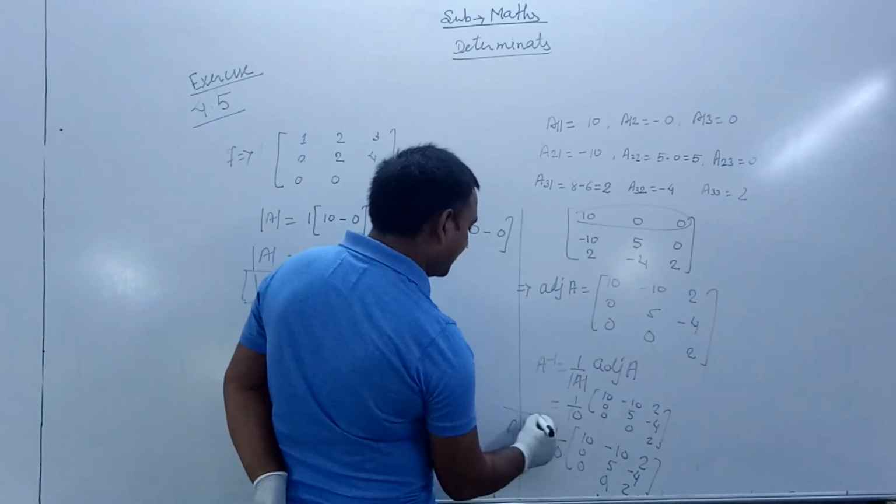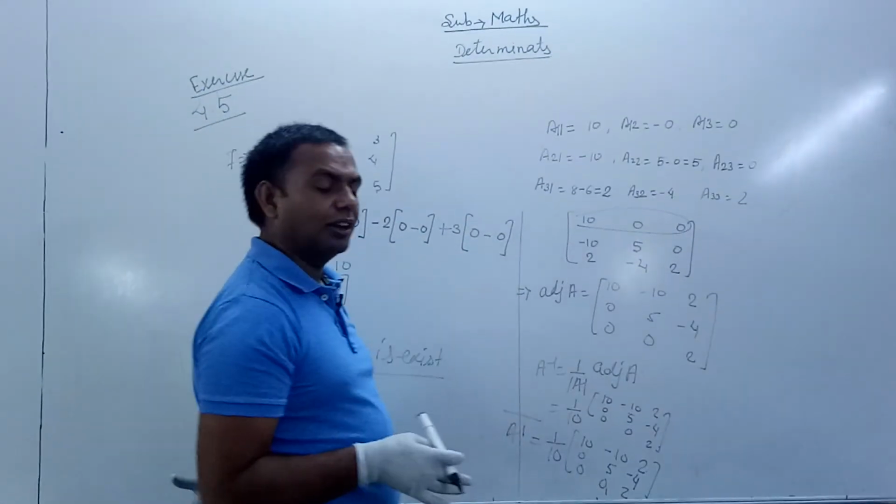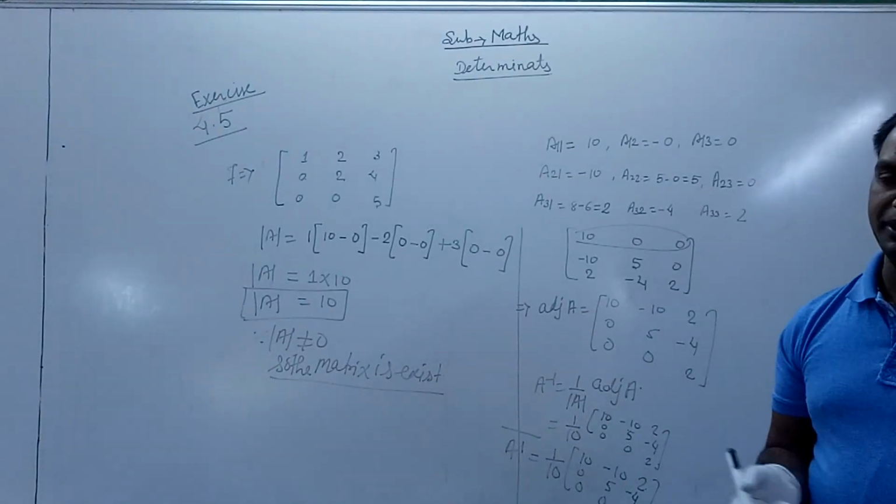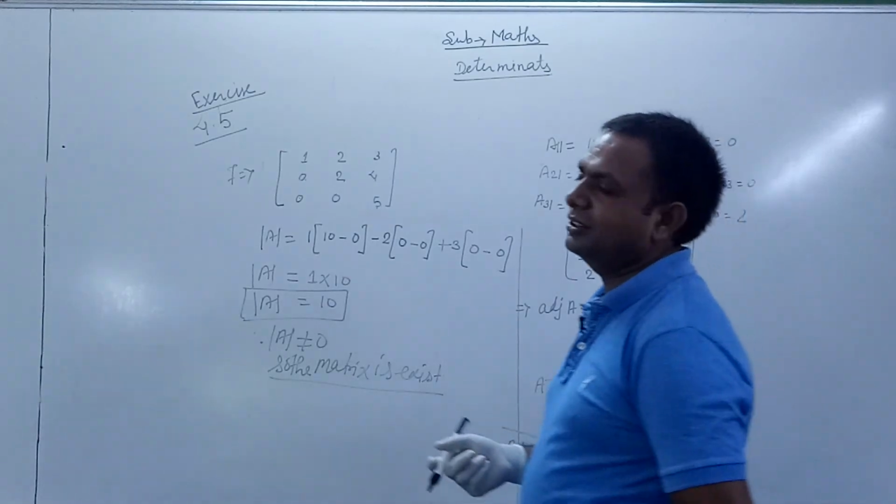So you can find the A inverse. I think all of you understand how you can find the A inverse and adjoint of A. Okay, I think all of you understand. Okay, goodbye.